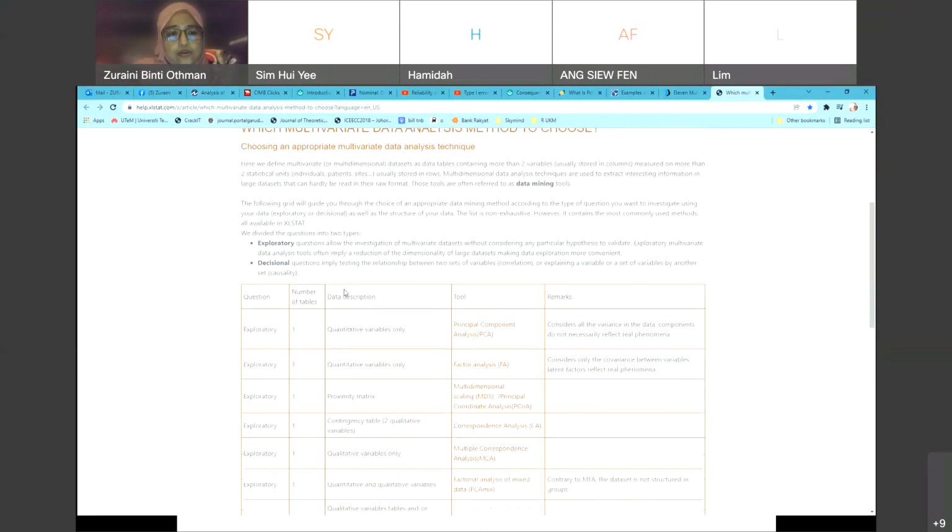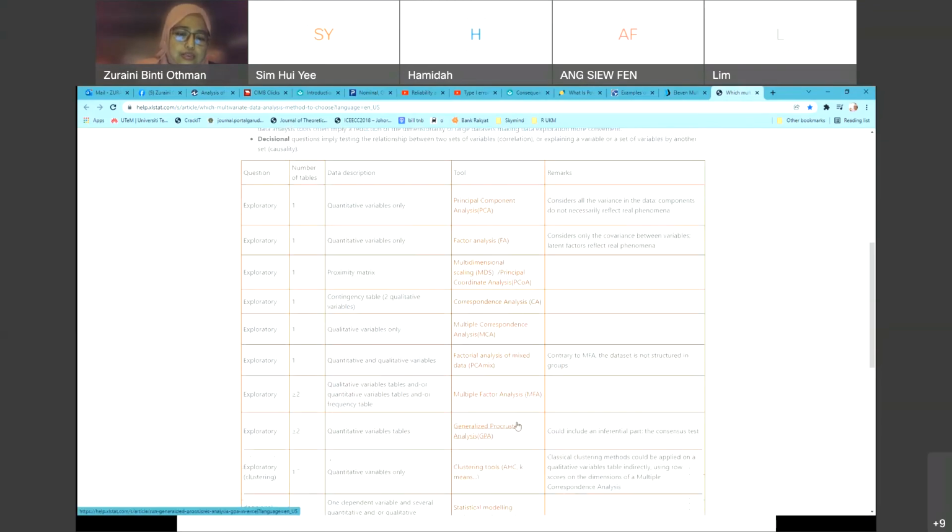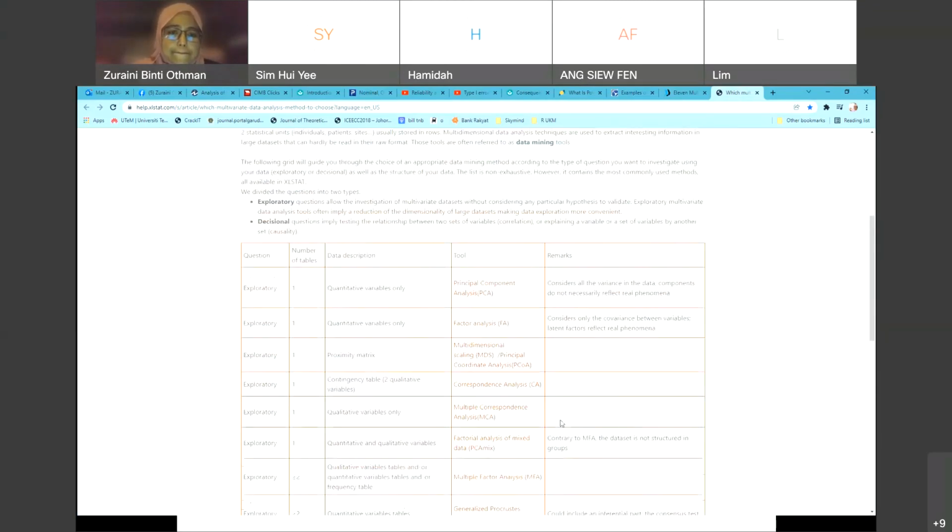Okay, what type of data description do we use? For example, quantitative variable only. Then the tool that we may use is PCA. This is the example. And the remark here is to consider all the variables; the data components do not necessarily reflect real phenomena. Okay, this table is quite helpful.